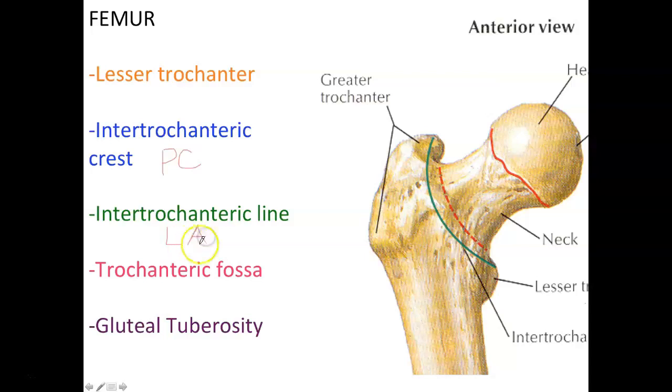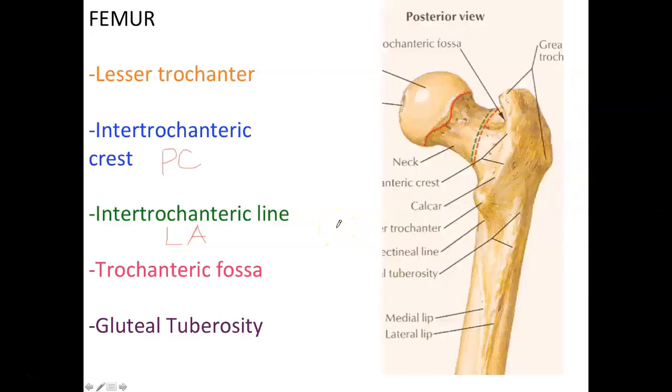The line is anterior. So that might help drill in that the line's anterior and the crest is posterior. Now, underneath our greater trochanter, this is going to be another depression that you can fit your pinky into, is going to be the trochanteric fossa. Trochanteric fossa.